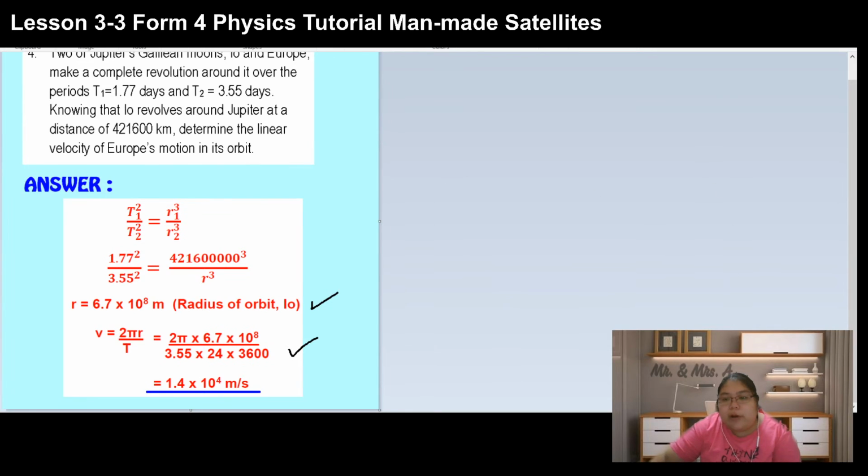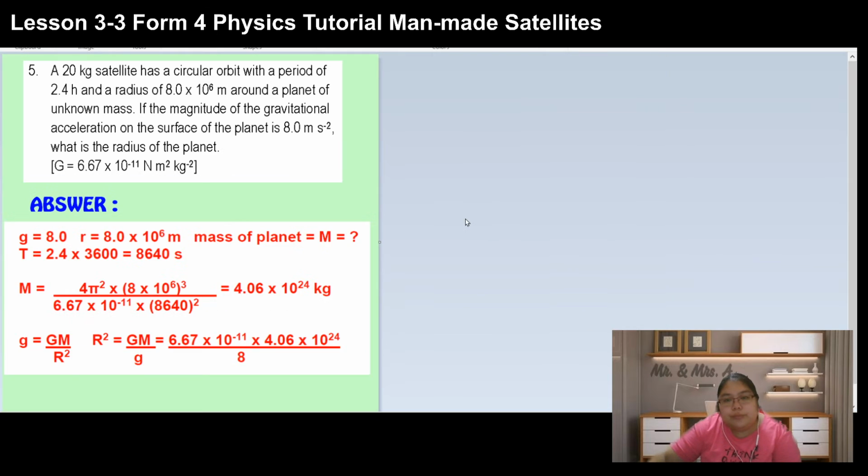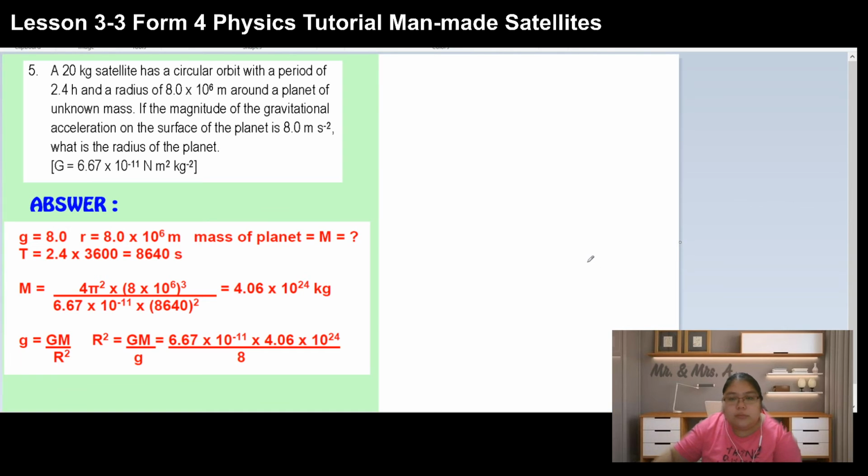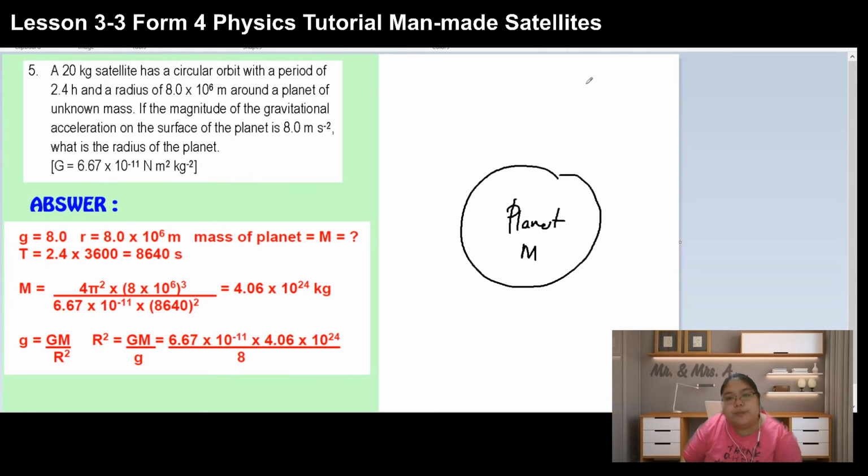Okay, now we go to number 5. Number 5, you need to find, just now I told you, the mass of the planet, we do know how much. Then the radius, this radius is the overall radius. So I repeat again. This is the planet. The mass is given. Then they say there is a satellite in orbit around the planet.